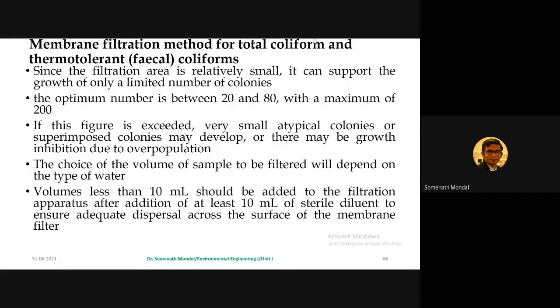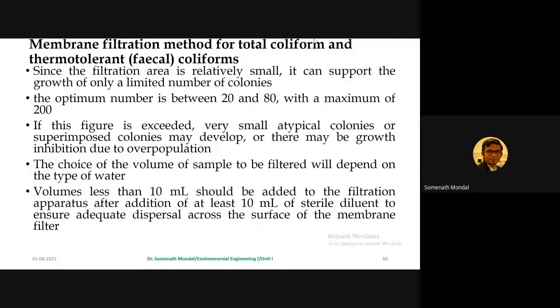So the choice of the volume of sample to be filtered will depend on the type of water. So that is why it is very important to keep this in mind, that if there is an overpopulation, or if there are no distinct colonies which can be found, then it is very difficult to determine the MPN finally by counting directly. So that is why we have to take care of these factors, so that we get a value between 20 to 80 mostly, which is very convenient for us to count the overall colony and to obtain the MPN in the end.